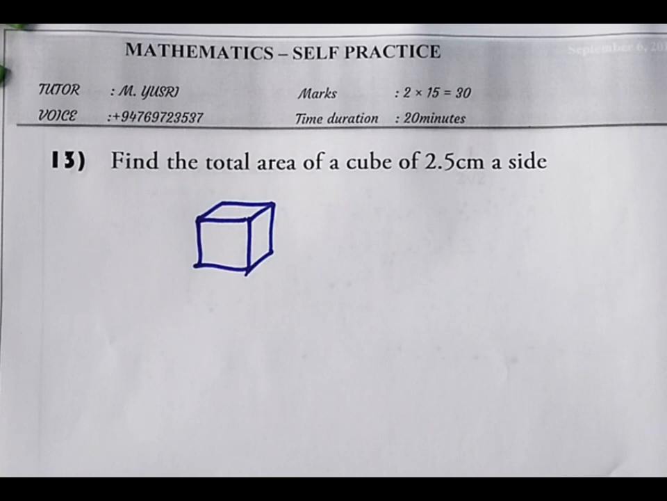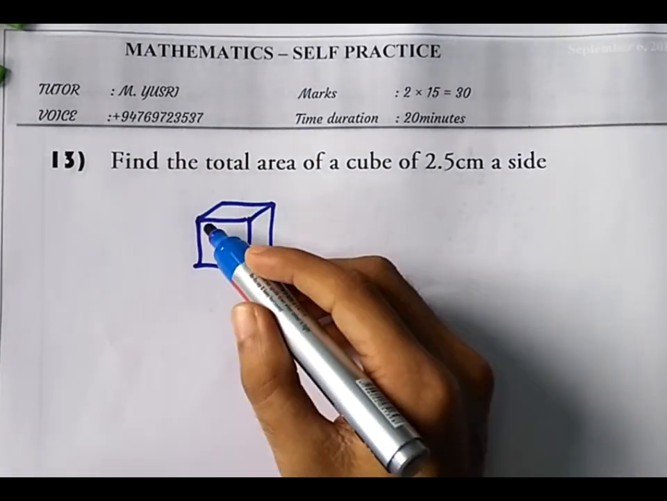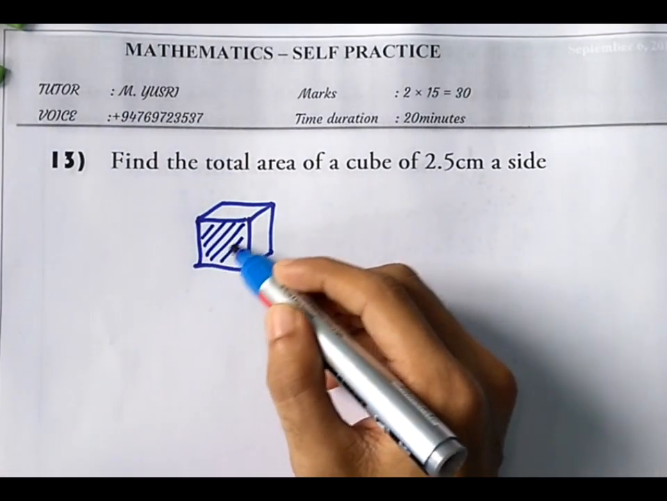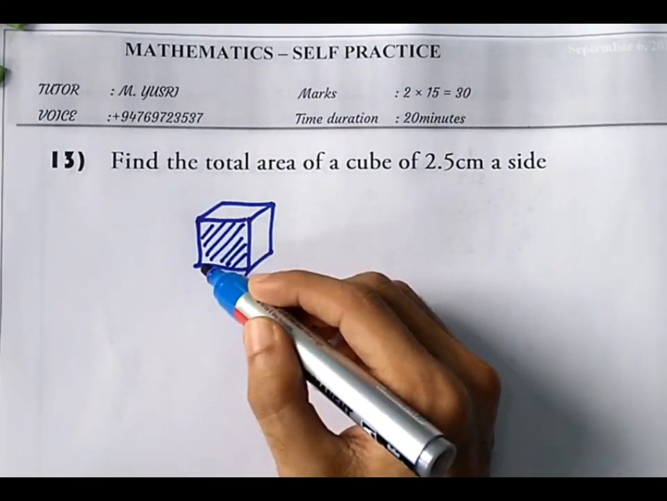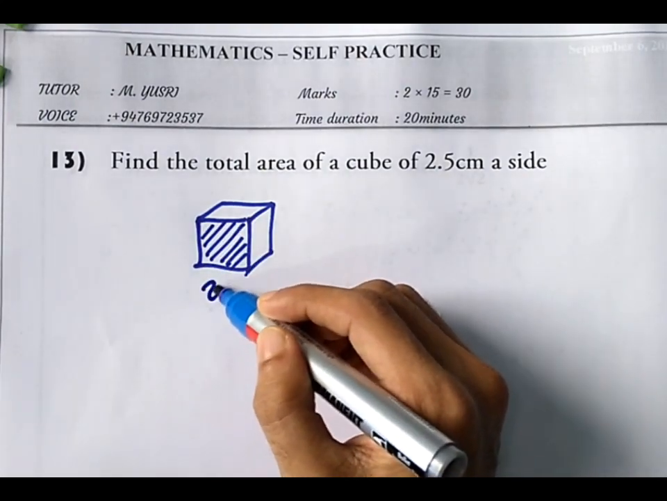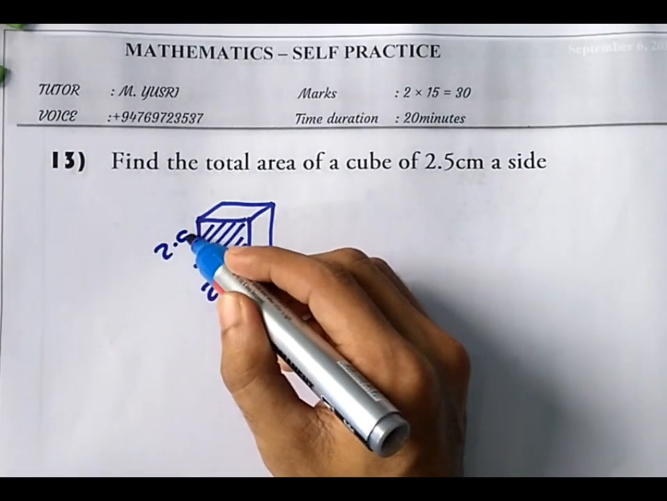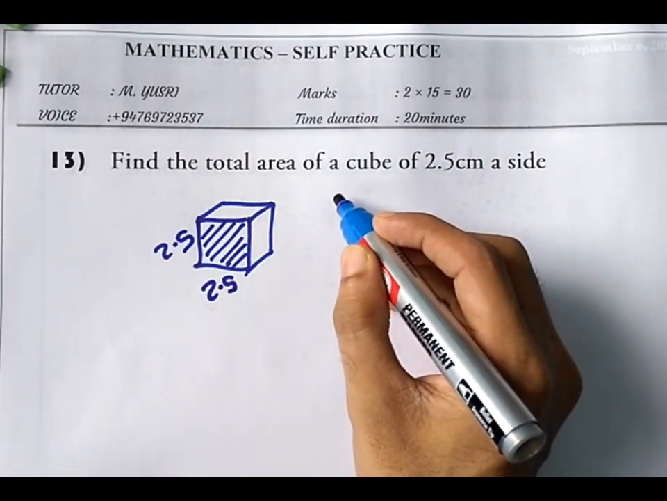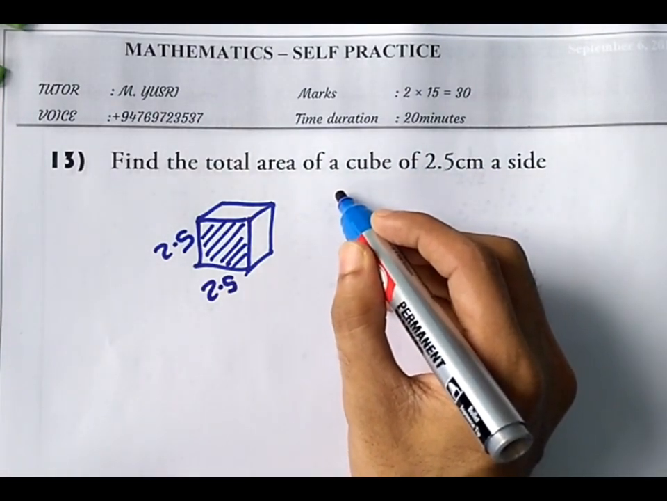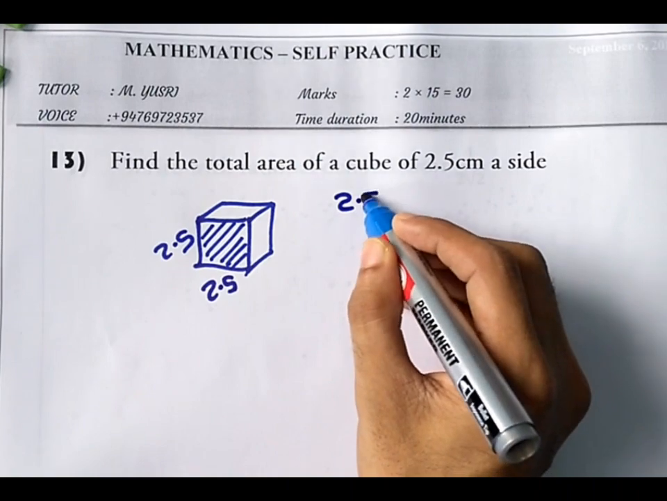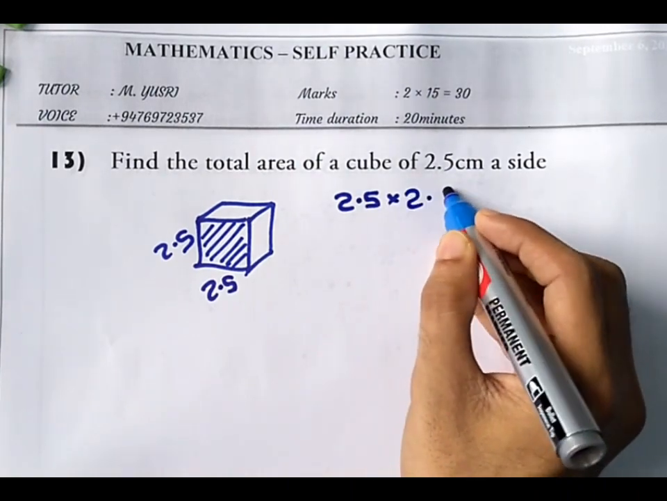Okay, so they are asking us to find the total area, not the volume. The area of a cube of 2.5 centimeter a side. That means all the sides are the same. Now here listen. To find the area, first of all we have to find the area of one face. It's a square, so the length of one side is 2.5 and the other one also 2.5.